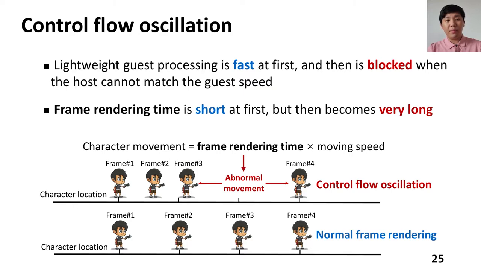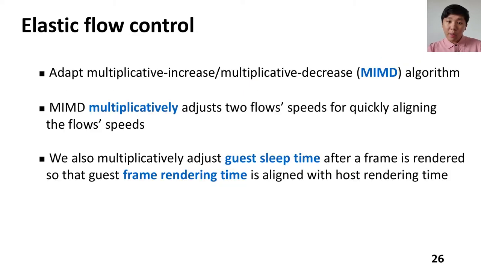To address this, we adapt the MIMD algorithm from networking to align guest and host executions at frame granularity. This algorithm ensures fast convergence of two network flows by multiplicatively adjusting two flow speeds. In a similar spirit, we also multiplicatively adjust guest sleep time after a frame is rendered, so that guest frame rendering time is aligned with host rendering time.